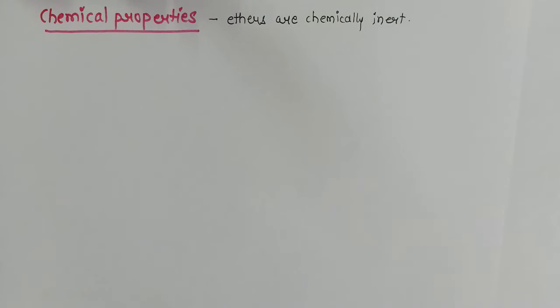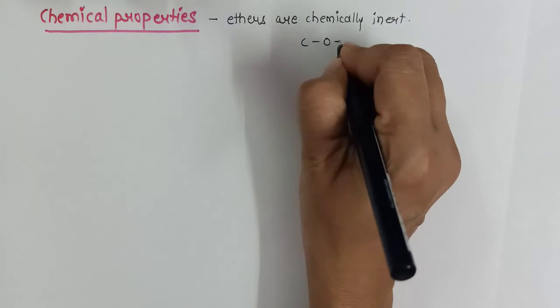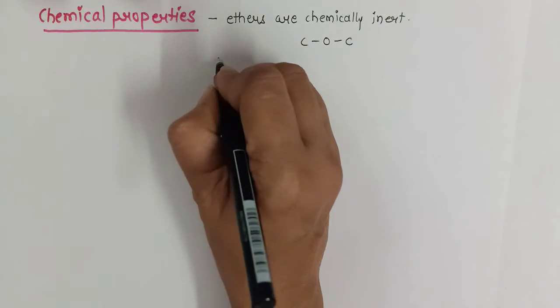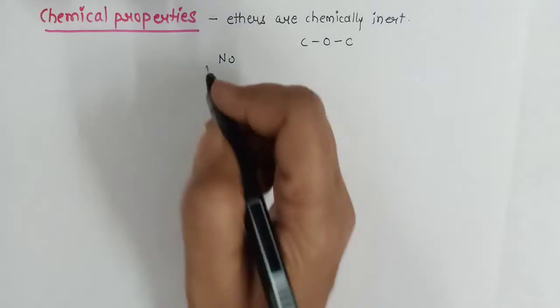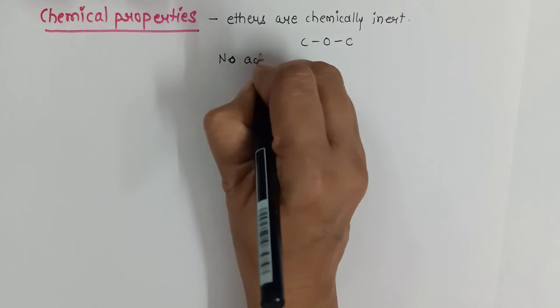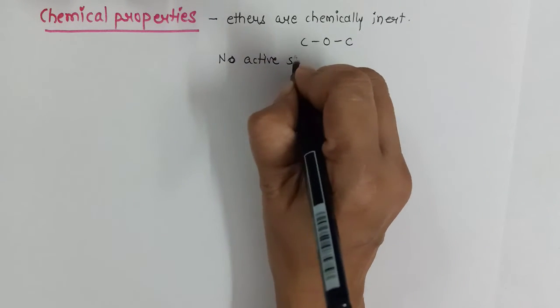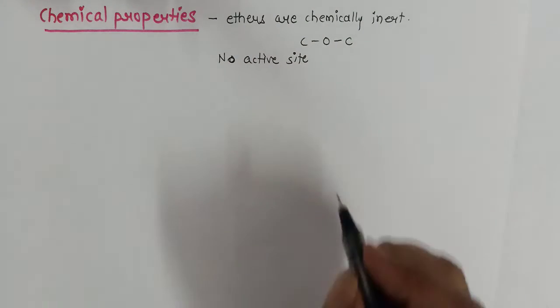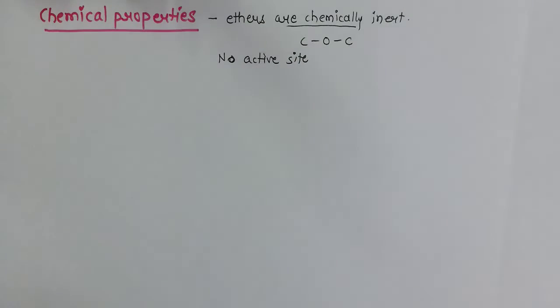Now why are they chemically inert? Because the divalent oxygen is linked to a carbon atom on both sides, and therefore there is no active site. Therefore there is no active site for the attack of different reagents, and therefore ethers are chemically inert.